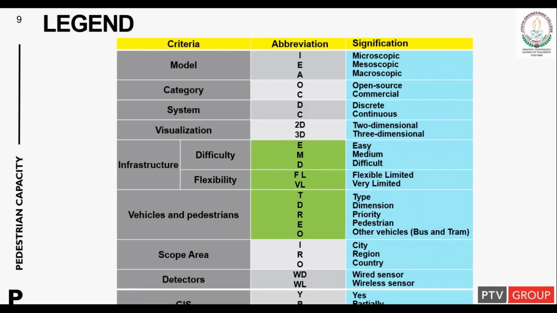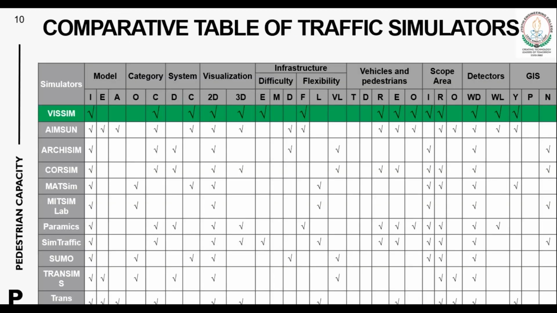Based on some of the infrastructure of the software and the general criteria of the software from the previous slides, each is evaluated by the easy and effective handling of the vehicle and pedestrian network and the simulation process. These are the criteria to select the software for the simulation purpose. And based on that, comparative tables for the traffic simulators are made.